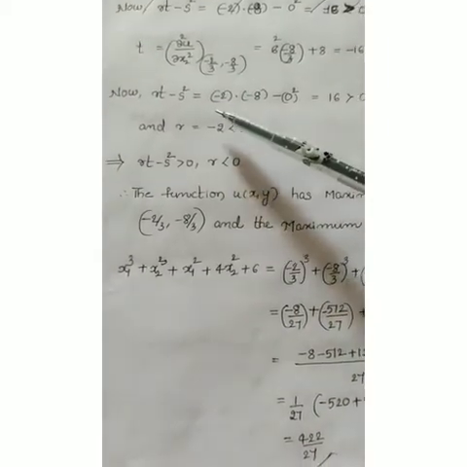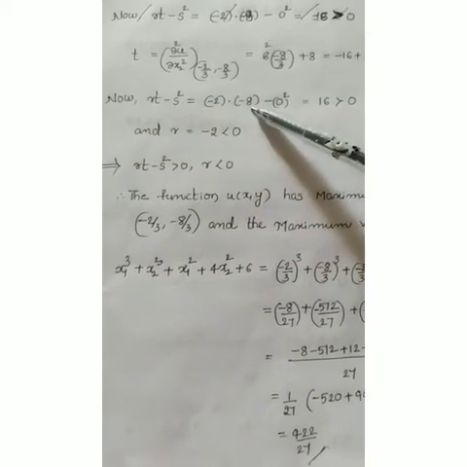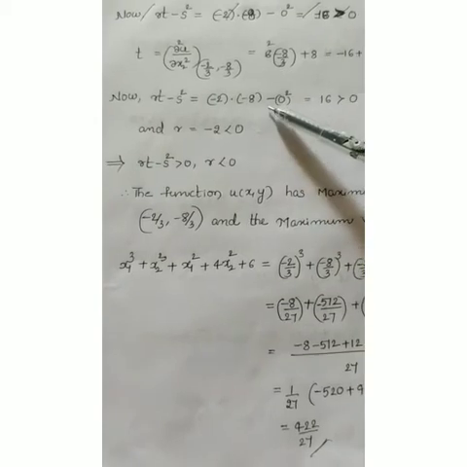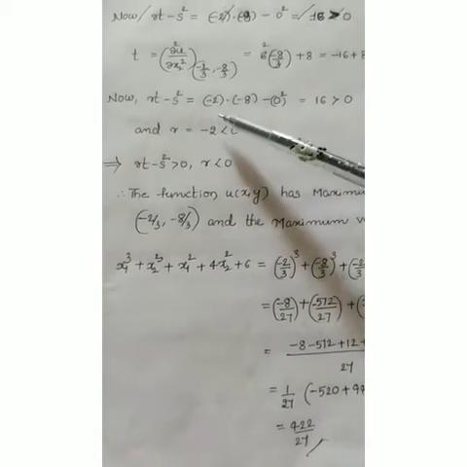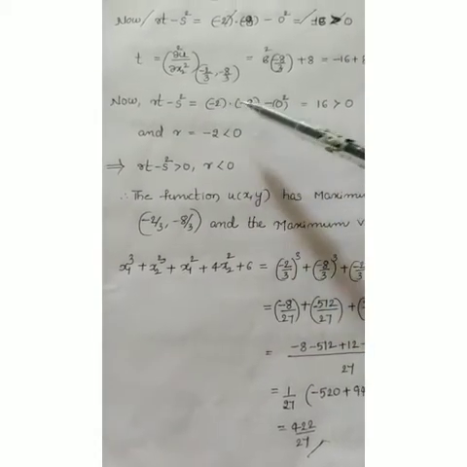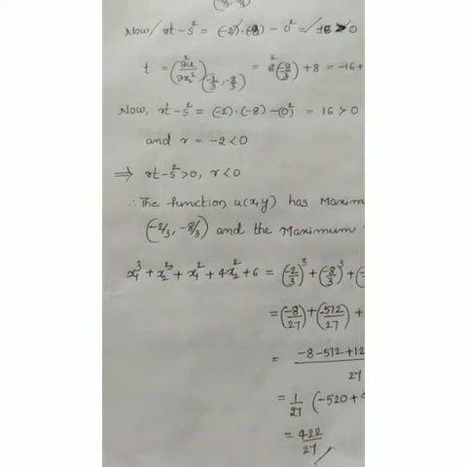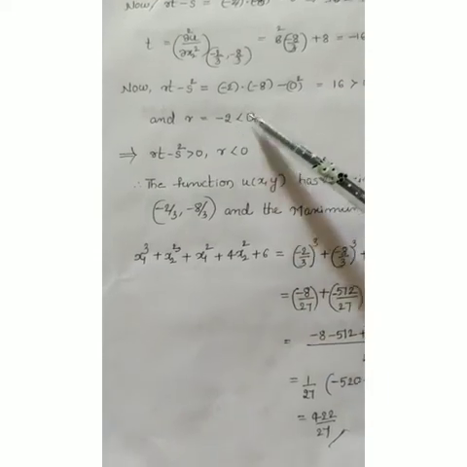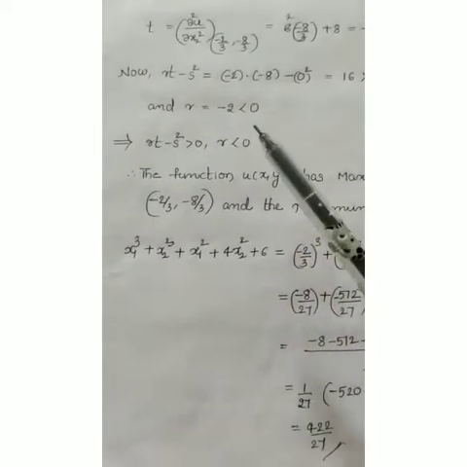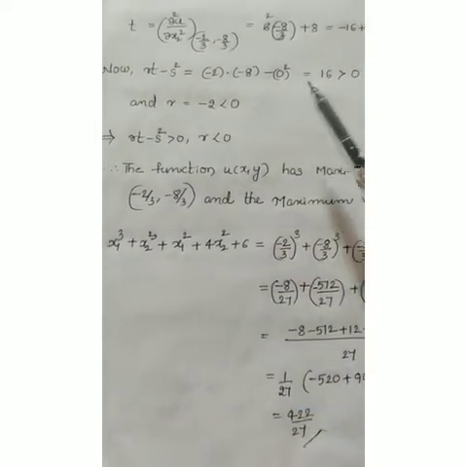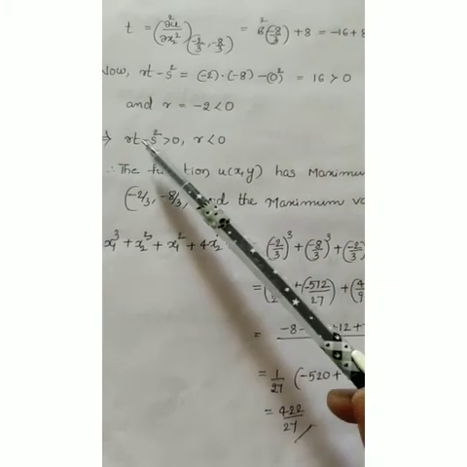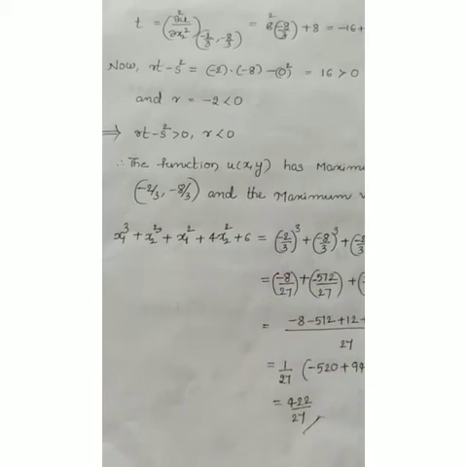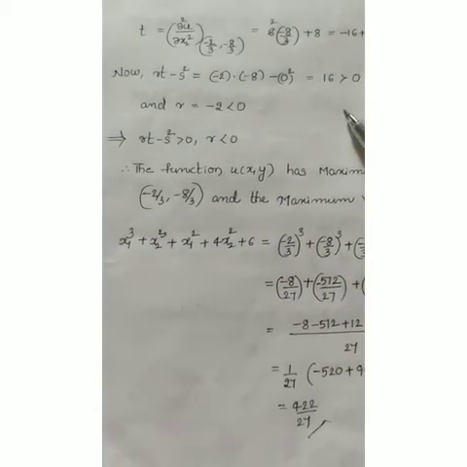rt minus s², r value is -2, t value is -8 and s value is 0. So -2 into -8 minus 0², that is 2 into 8, minus into minus plus, 16, which is greater than 0, and r equal to -2, that is less than 0. So here the r value is less than 0 and rt minus s² is greater than 0. So this is the second condition of maxima and minima.